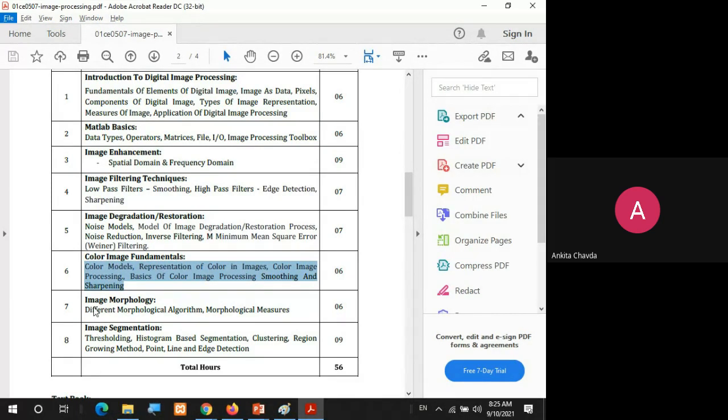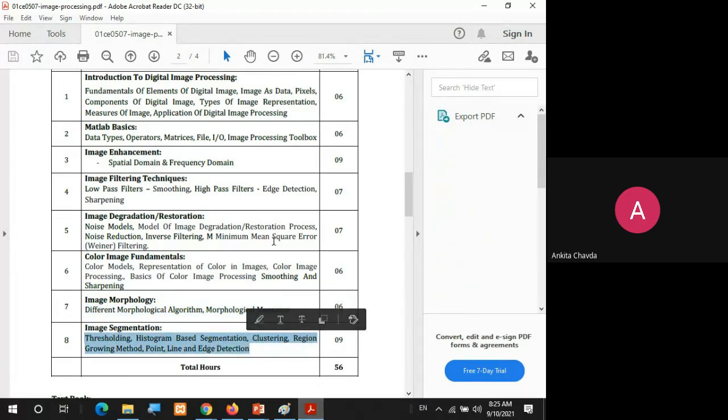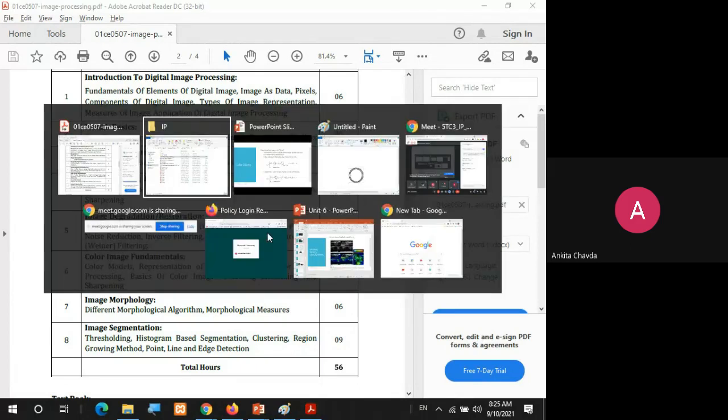Right, and then we'll start with image morphology from the next time. This we will be able to finish in 4 lectures max. This also 4 max. Okay, fine.